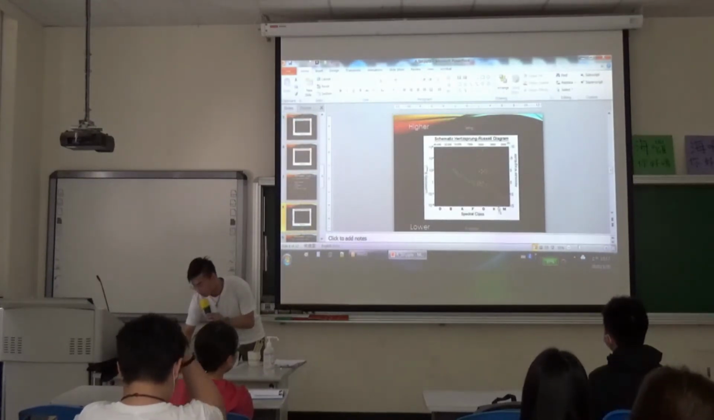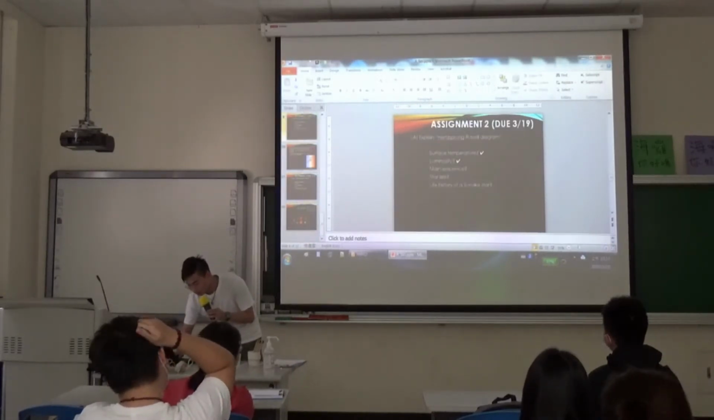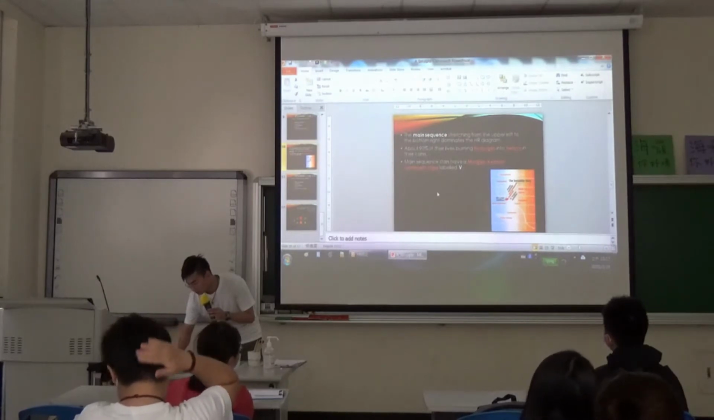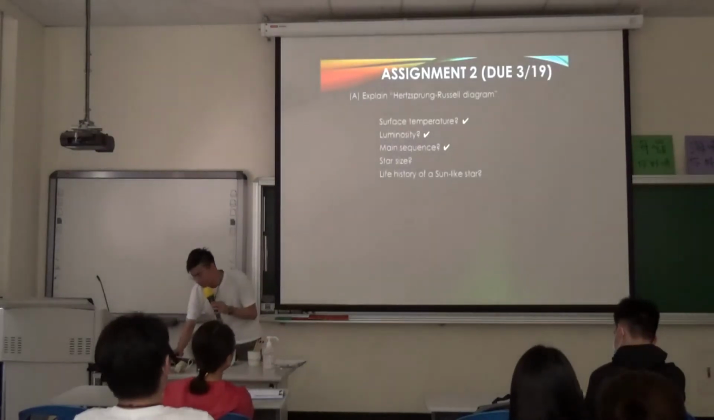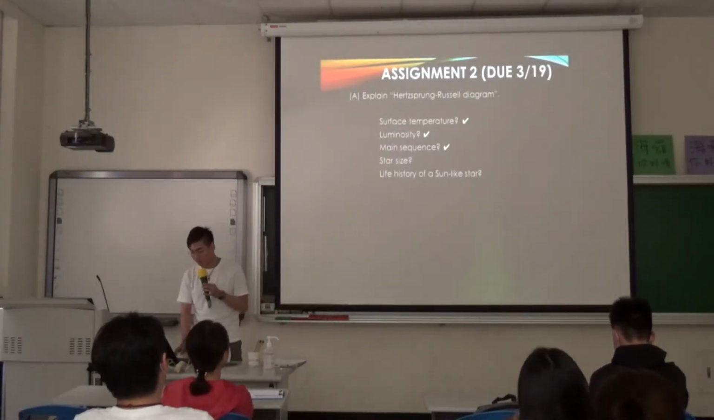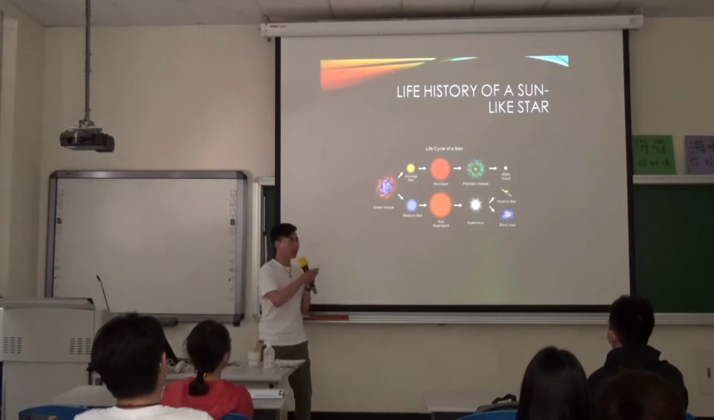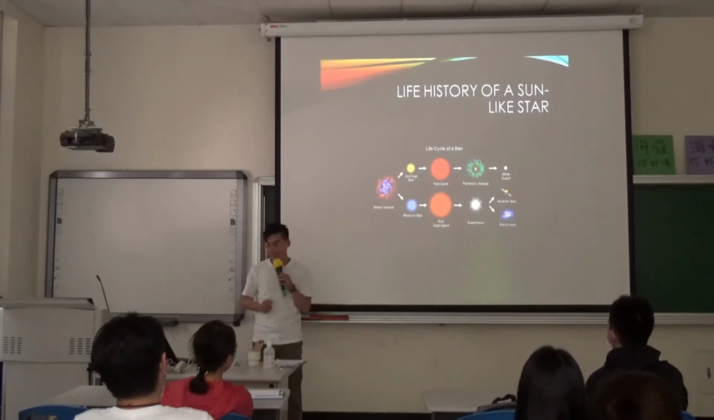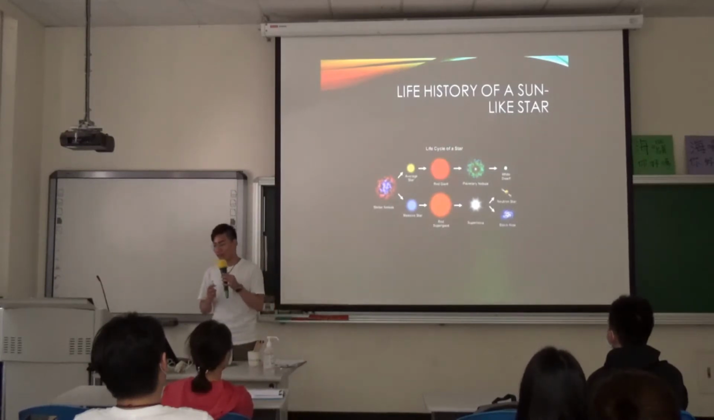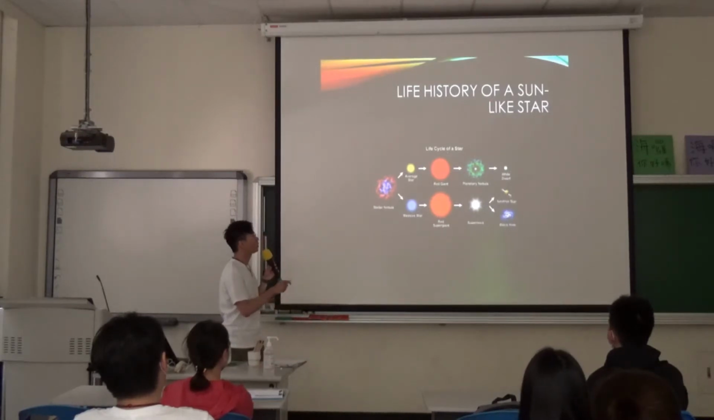This means the location. Okay, we know the main sequence, so as I say, we can use all the information to detect its radius. So we also get its size. And last, we have to know the life history of sun-like stars.